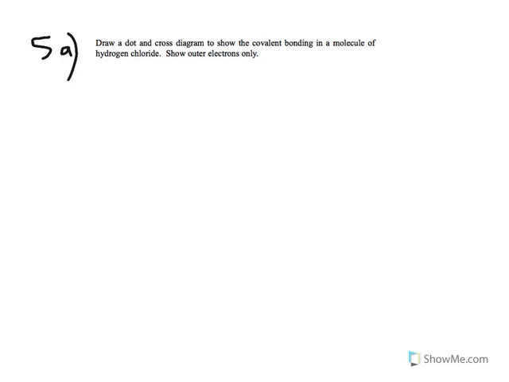Alright, so we left off with question 5A, and what it's telling you to do is draw a dot and cross diagram to show the covalent bonding in a molecule of hydrogen chloride. So the formula for hydrogen chloride is just simply HCl. And you gotta only show outer electrons, meaning no inner electrons, please. And yeah, so I'm just gonna help draw it for you.